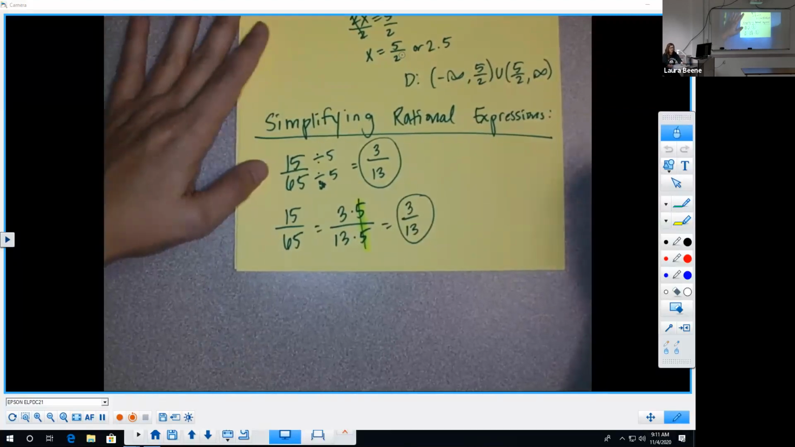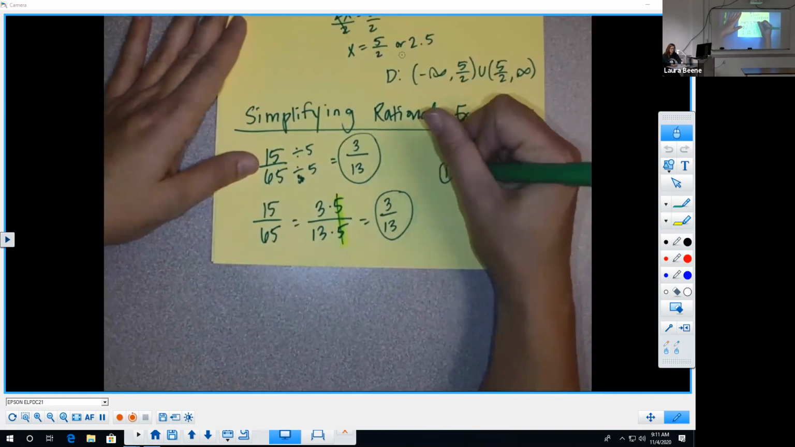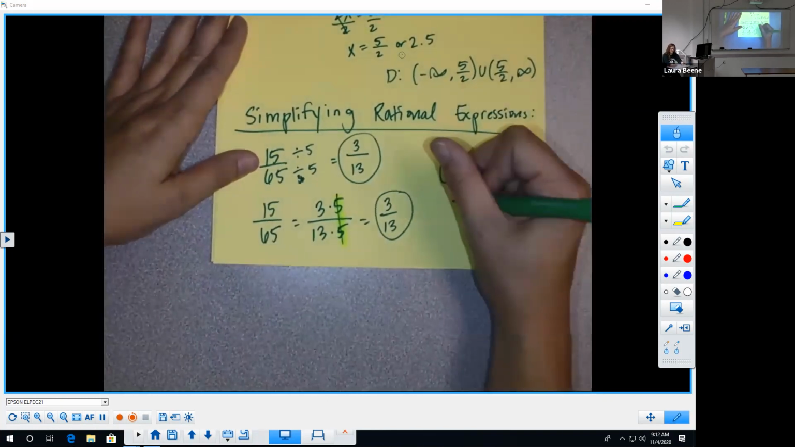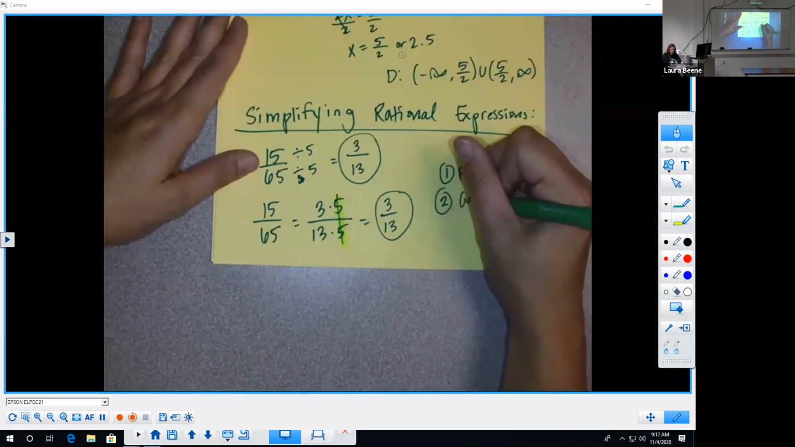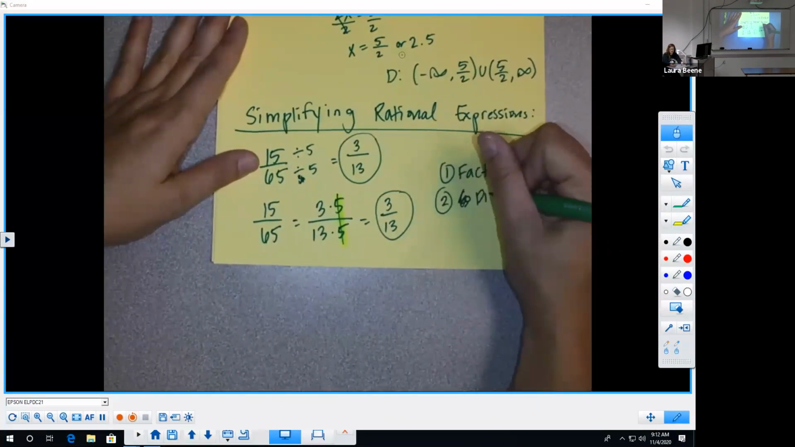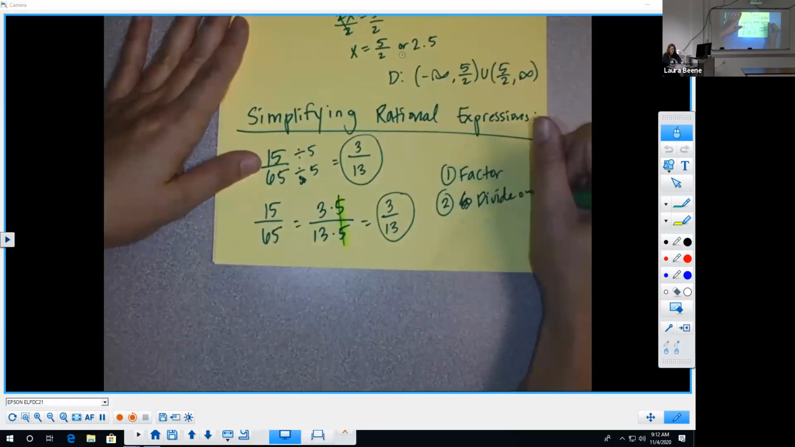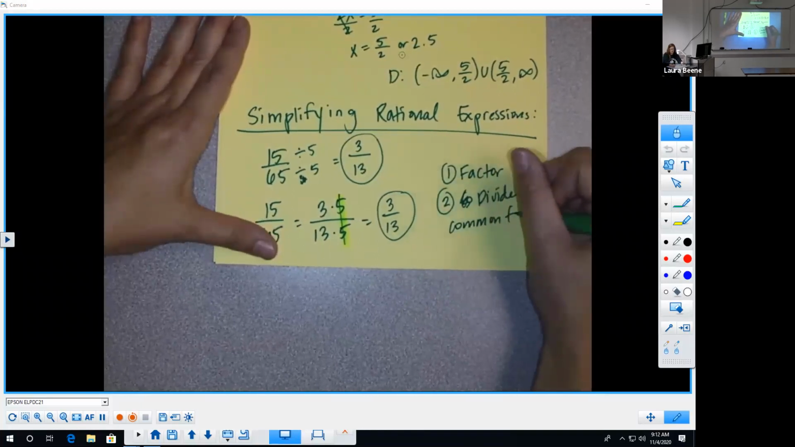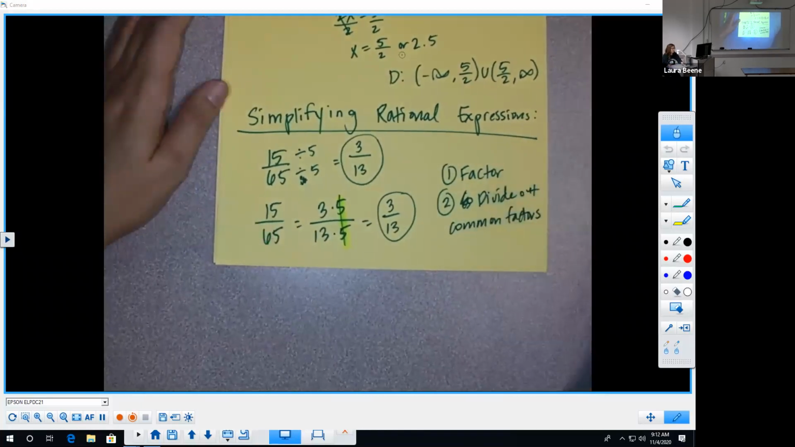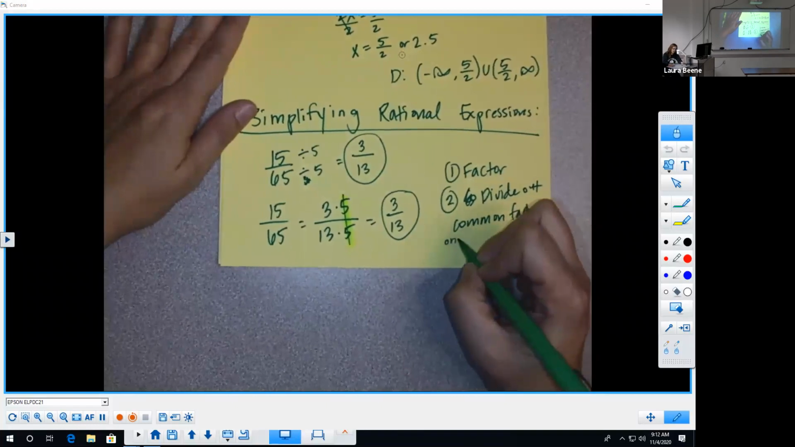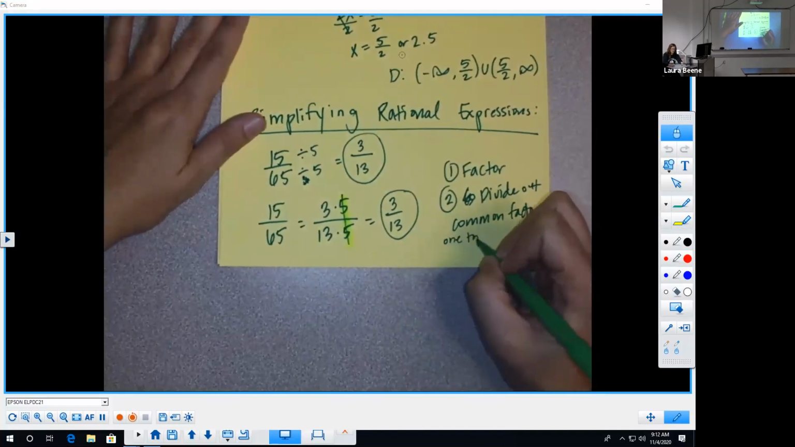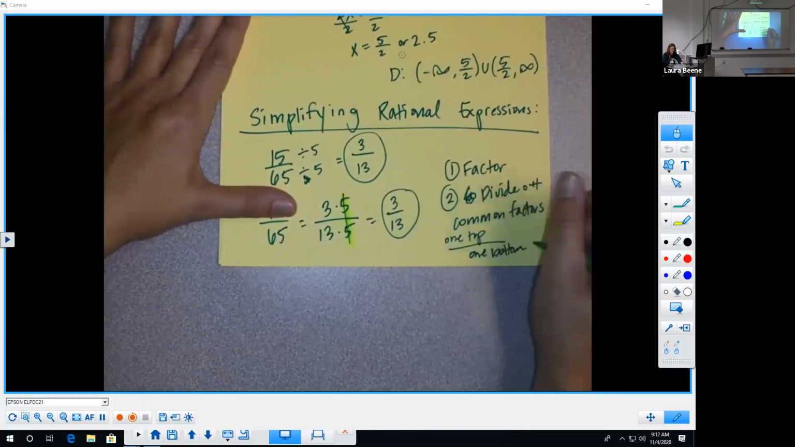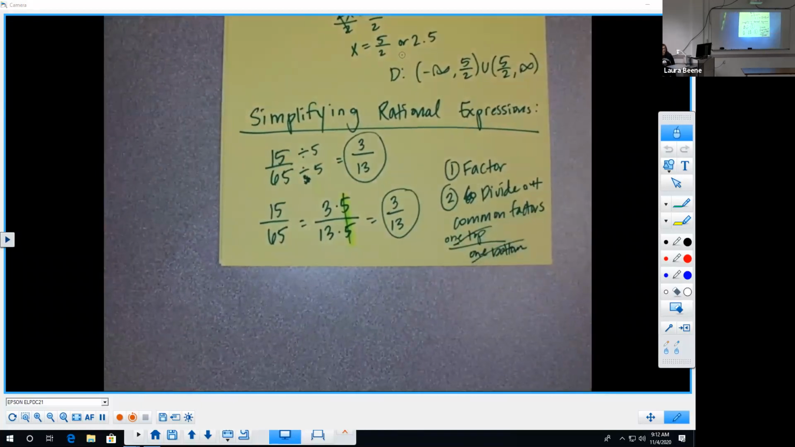So instead of dividing, the first thing we're going to do for these problems is factor each problem. And then after we factor, we are going to divide out, that's the same thing as cancel, common factors. And just a reminder, for your common factors, one has to be on top and one has to be on bottom to cancel them out. You can't cancel out two things on top or two things on bottom.